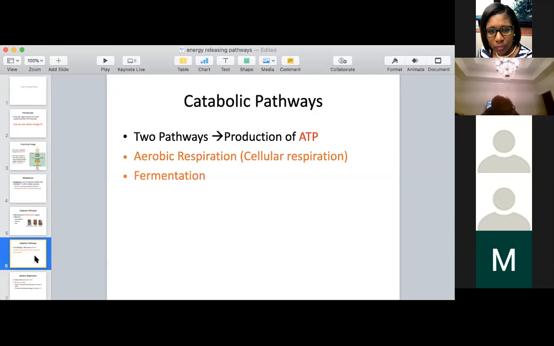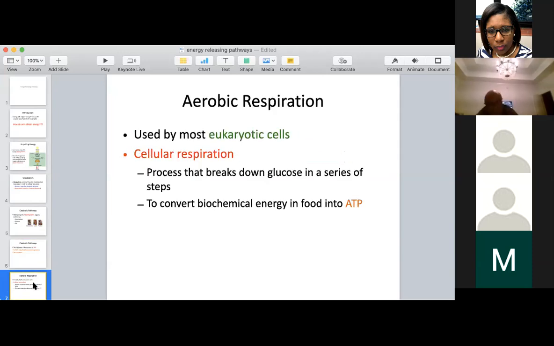The other pathway that we'll look at is fermentation. This process happens a little bit differently, and we'll talk about it in just a second. But the main thing that we're looking at first is this process of aerobic respiration. In your notes, indicate that this process of aerobic respiration or cellular respiration breaks down glucose in a series of steps. This process happens in eukaryotic organisms.